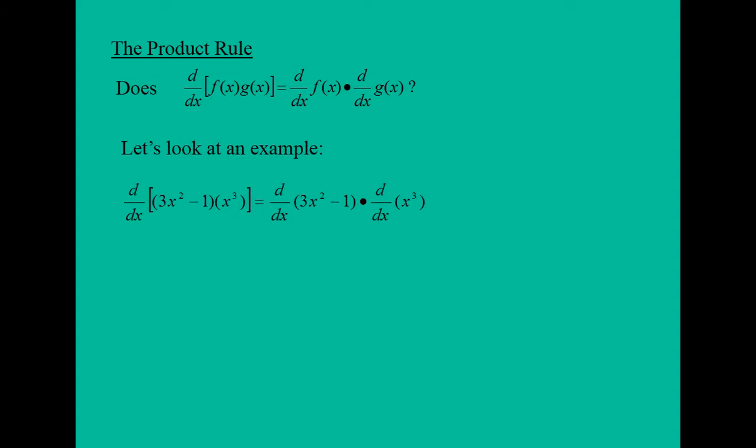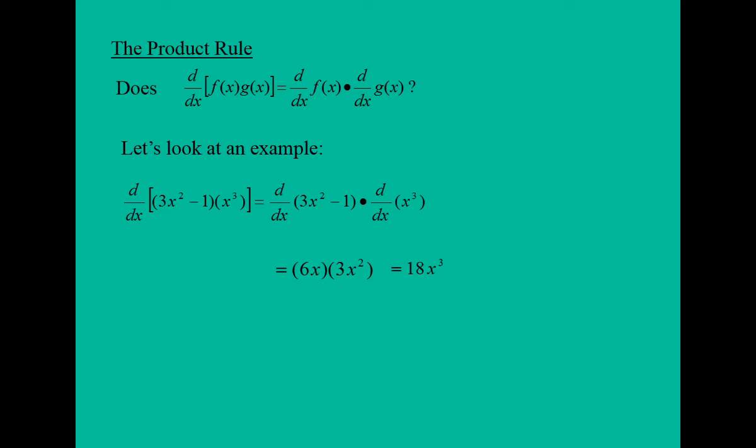Let's look at 3x squared minus 1 times x cubed. We're going to take the derivative of each one of those separately. So the derivative of 3x squared minus 1, we would get 6x, and the derivative of x cubed is 3x squared. So if we multiply those together, we would get 18x cubed.